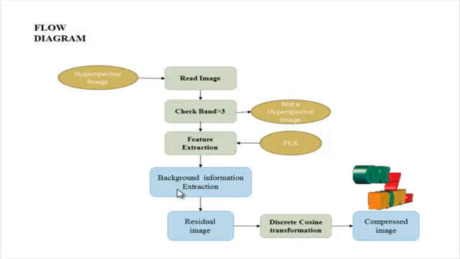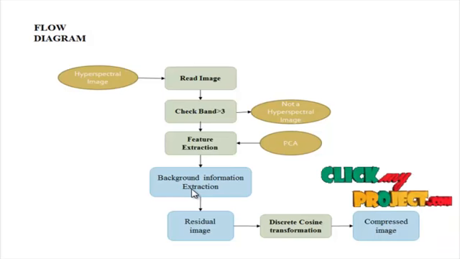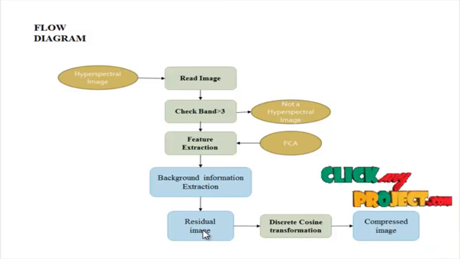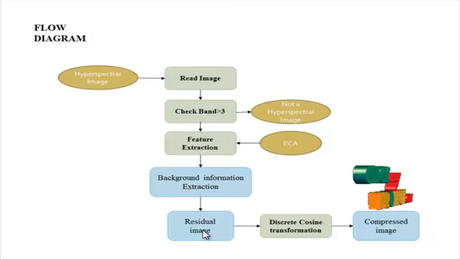Such dimensional reduction can be a very useful step for visualizing and processing high-dimensional datasets while still retaining as much of the variance in the dataset as possible. Finally, the residual images are obtained. The residual images are given to the discrete cosine transform.